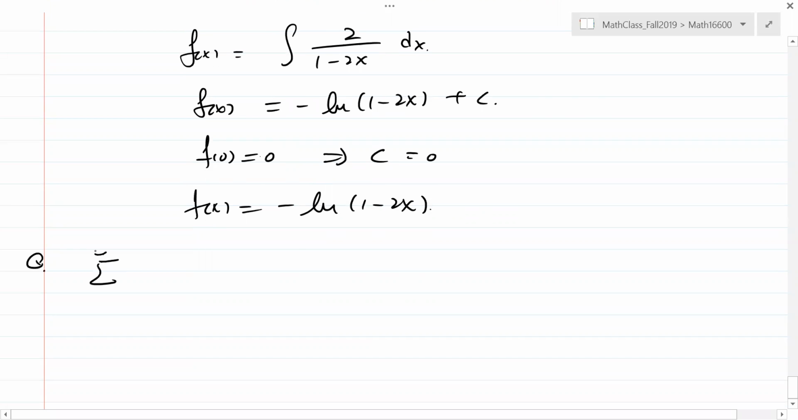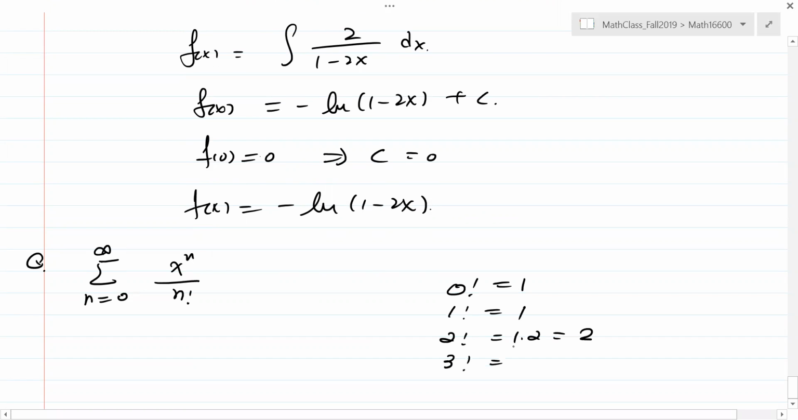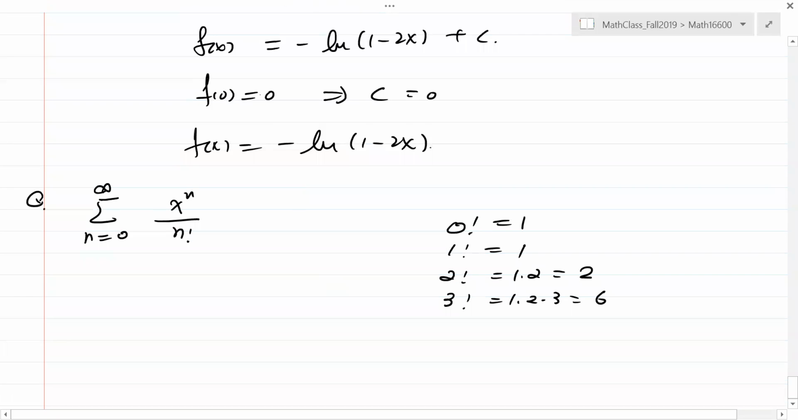Okay, let's take a look at another series. This is the sum of x to the power n over n factorial. 0 factorial is assumed to be 1. 1 factorial is 1. 2 factorial is 1 times 2, which is 2. 3 factorial is 1 times 2 times 3, which is 6. So this is our notation. In other words, this is going to be 1 plus x plus x squared over 2 plus x cubed over 3 factorial, and so on.